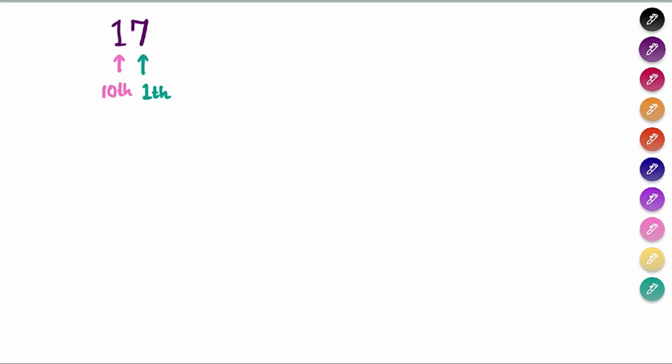Okay, now let's take a bigger number. Suppose we take 527. Again, the same thing applies here. The first one is 1's, second one is 10's, third one is what comes after 10? 100's. Yeah, good. So this is the thing.